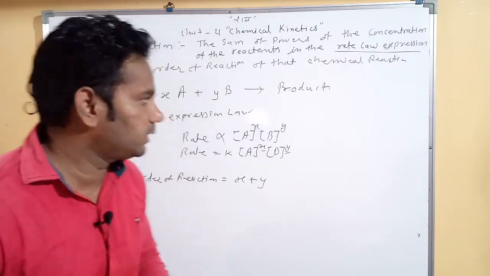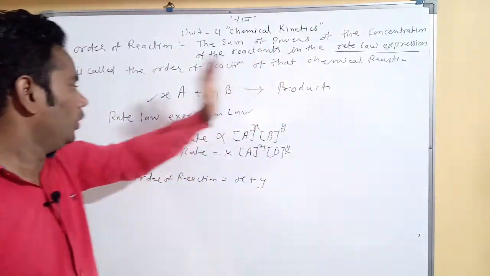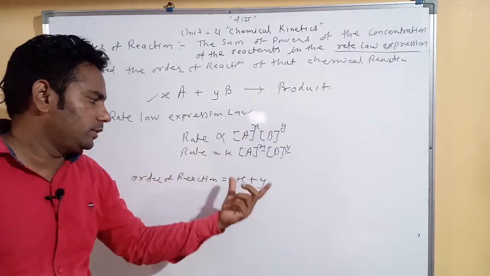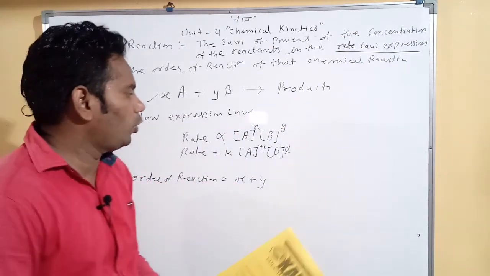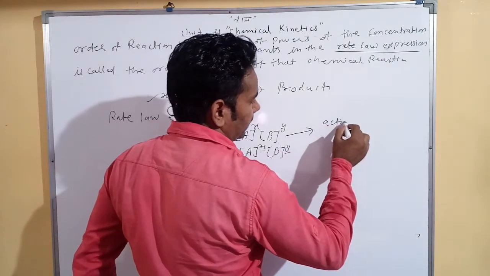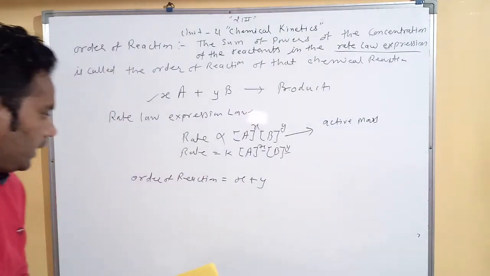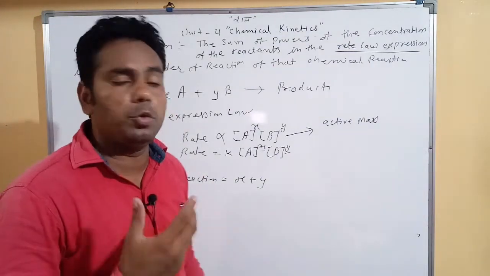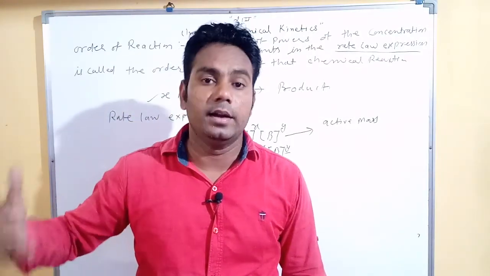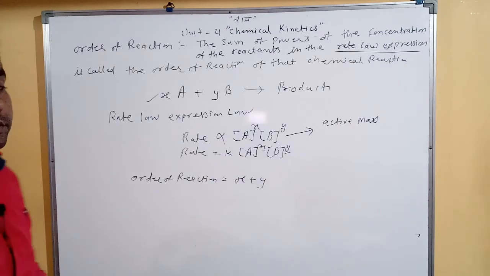I think you understand very well. First, if you have any chemical reaction, you mention the rate expression law, then you add the powers. You already know the concentration is called active mass of reactants. Active mass means this mass decreases with the particular time. Clear? So order of reaction is x plus y.